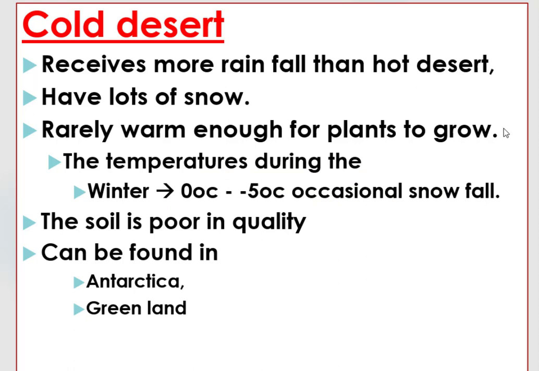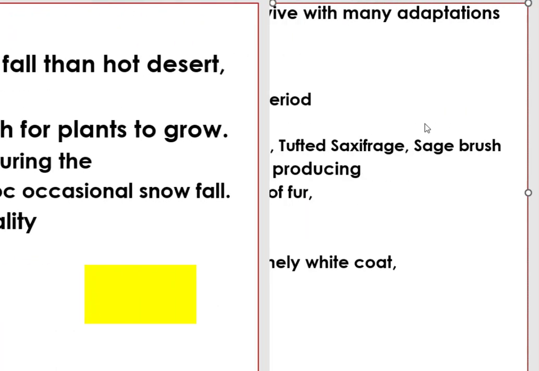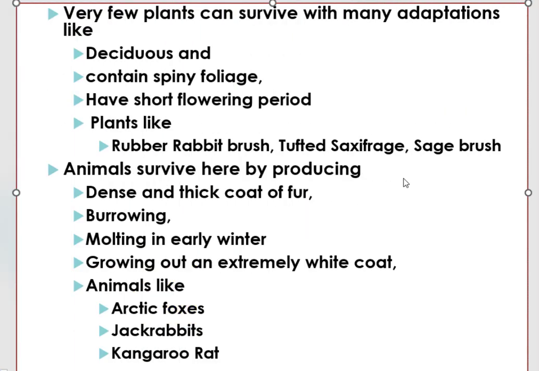The soil is also poor in quality. Cold deserts can be found in Antarctica and Greenland. Very few plants can survive, with many different adaptations like being deciduous. That means plants can shed their leaves during the winter season to avoid water loss. Some contain spiny foliage, and plants mostly develop a short flowering period.